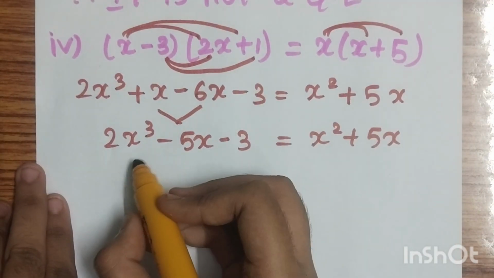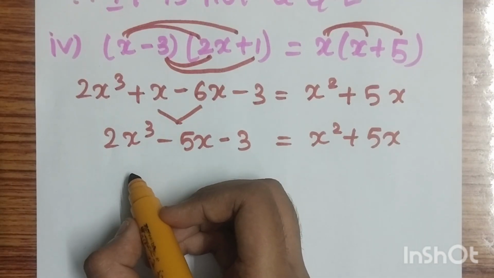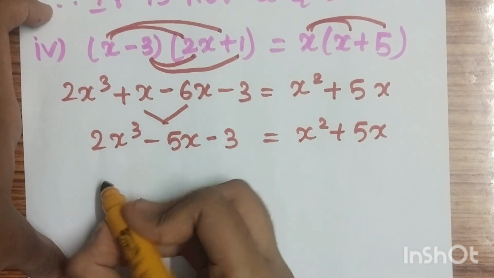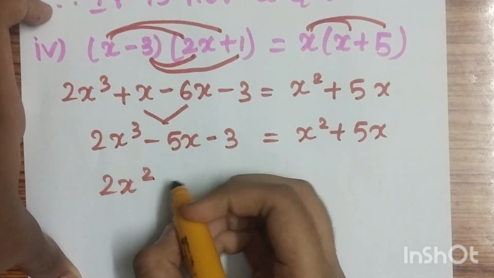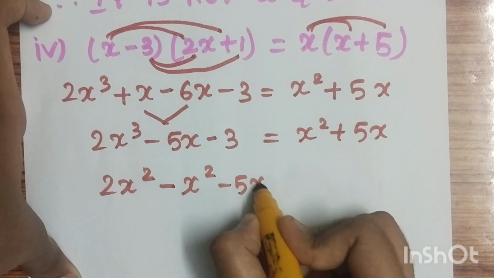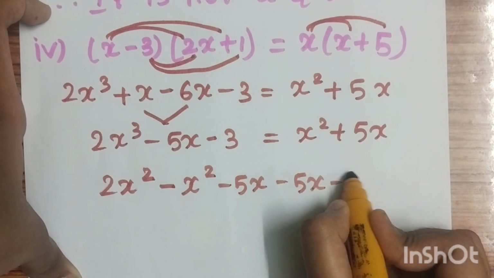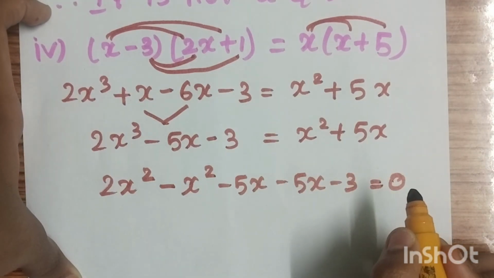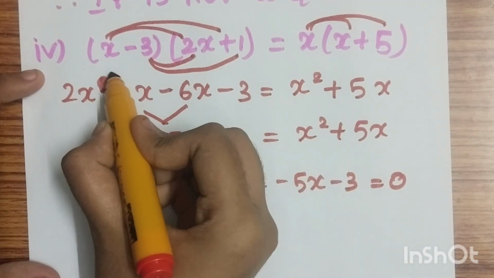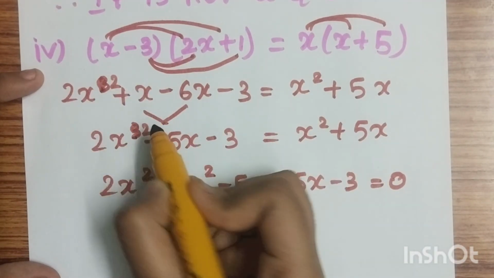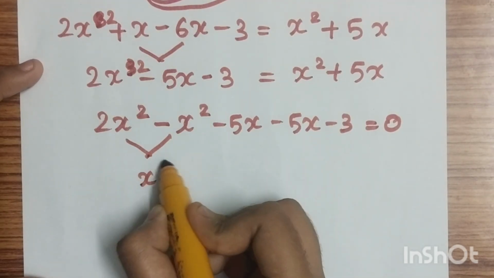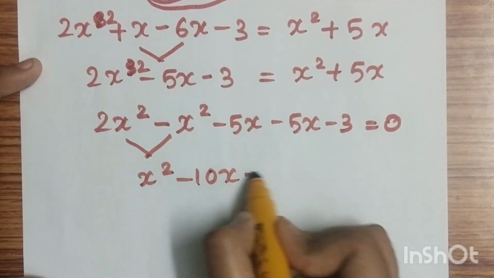So next I can shift this all to this side. So I get 2x square minus x square minus 5x minus 5x minus 3 here is equal to 0. Yes, so here it is 2, it's not cube. Okay, so 2x square. Now if I simplify this, I'll be getting x square minus 10x minus 3 is equal to 0.